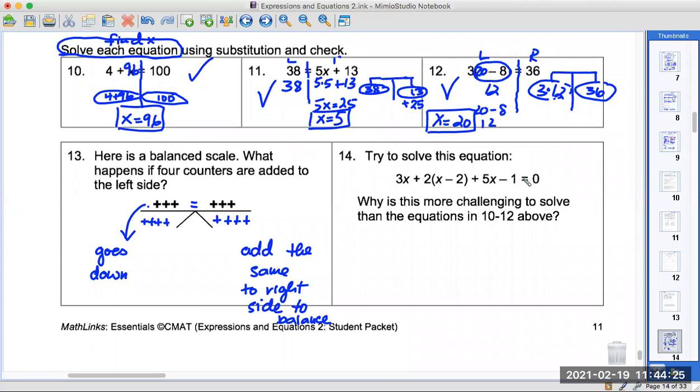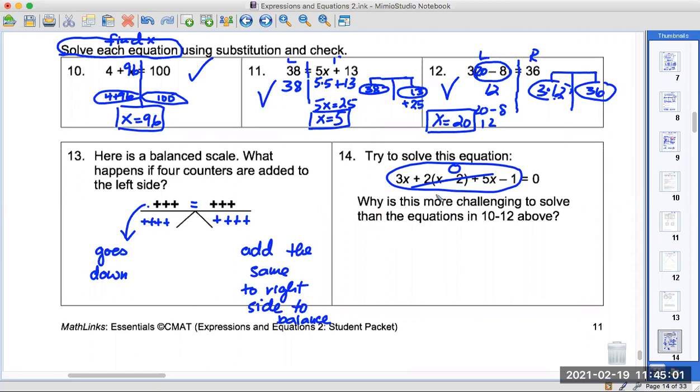This right here is a very hard equation, so I'm going to start that for you and then see who can finish it. Try to solve this equation. 3 times a number plus 2 groups of the number minus 2 plus 5 times a number, take away 1, all equals 0. Notice our right side, there's nothing there. So that means this side has to balance out to equal 0 as well somehow. So what number for x will make that happen?